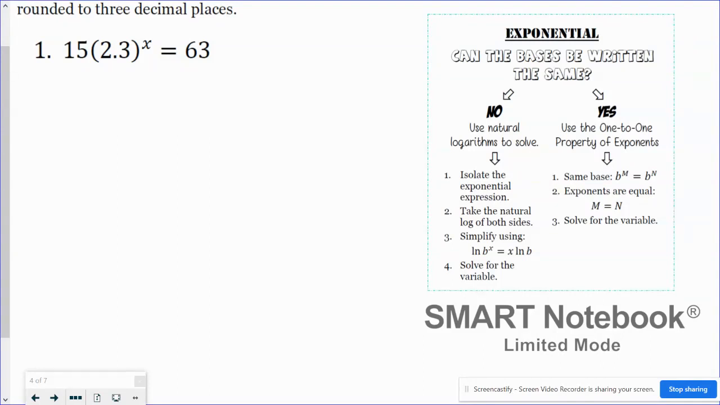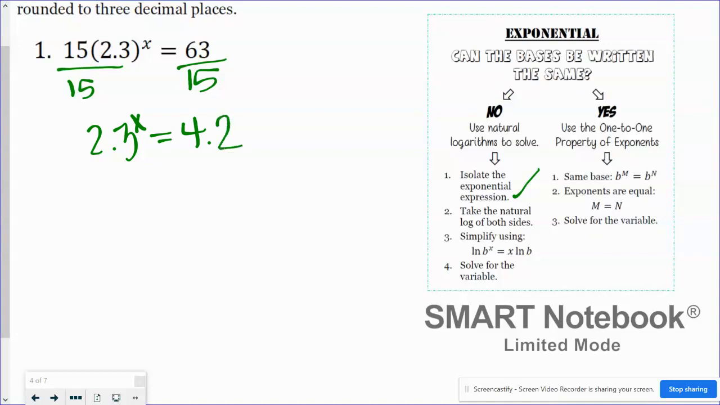So step 1, I want to isolate the exponential expression. So in this problem here, that means I have to divide both sides by 15. Okay. So I do that, calculate, and I get 4.2. Okay. So that's step 1. Step 1 is to isolate. Step 2, take the natural log of both sides. So that's really easy to do. I'm going to take the natural log on the left. I'm going to take the natural log on the right.